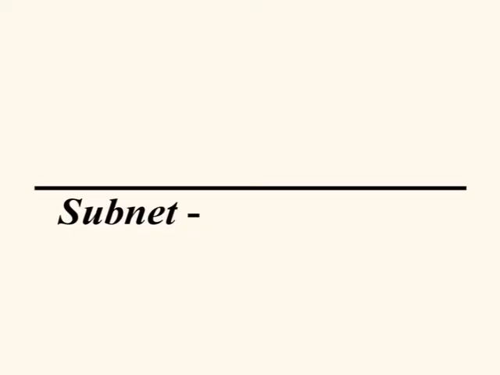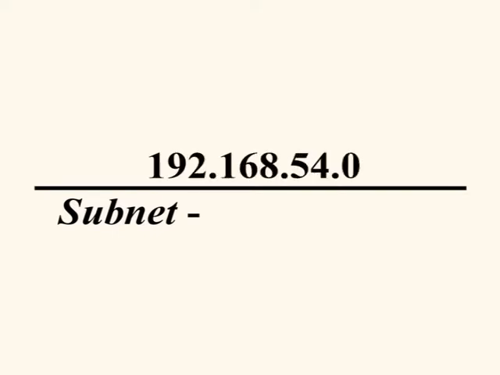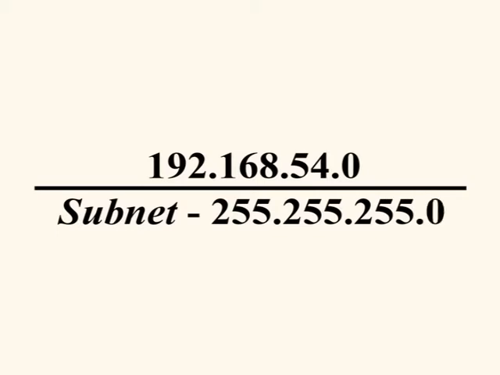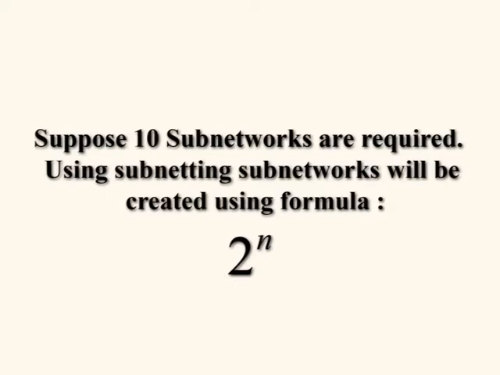Consider the following Class C network: 192.168.54.0. The default subnet mask for this network is 255.255.255.0 as shown on the screen. This single network can be segmented or subnetted into multiple networks. For example, assume a minimum number of 10 networks are required. Resolving this is possible using the following magical formula: 2 raised to power n. The exponent n identifies the number of bits to borrow from the host portion of the subnet mask.